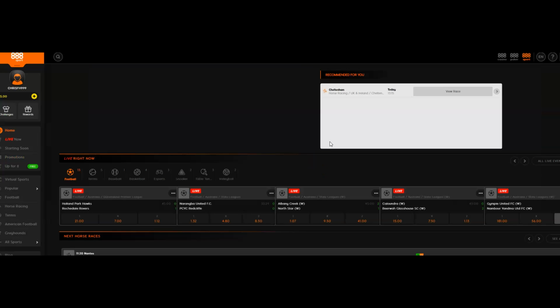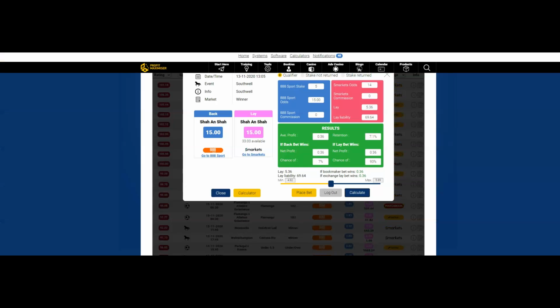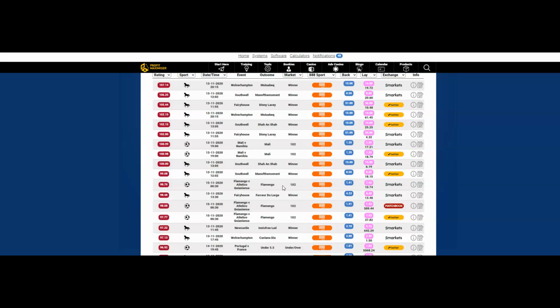It says bet now. I've already placed this bet because I got quite good odds. So how did I do this? First of all, I went into my calendar, and then I brought up the calculator and I looked for the bets. Let's see if it's still there. This is the bet I was looking at. Ideally I'd rather get something at about 5 because obviously it's got more chance of winning.